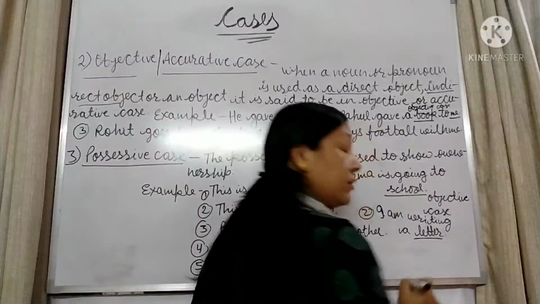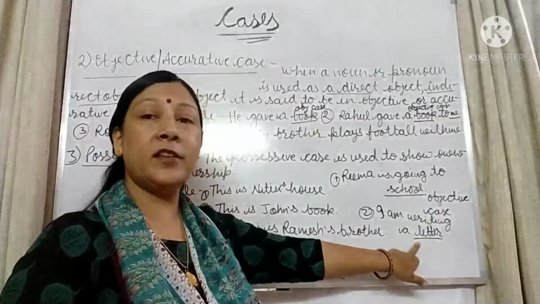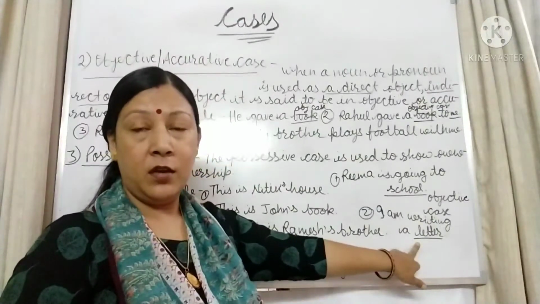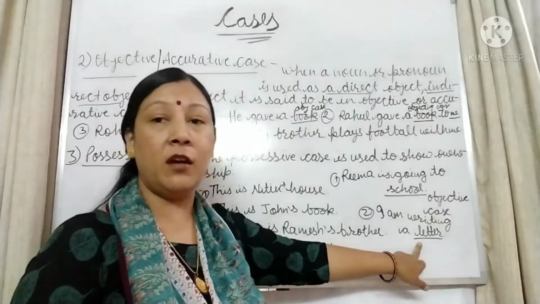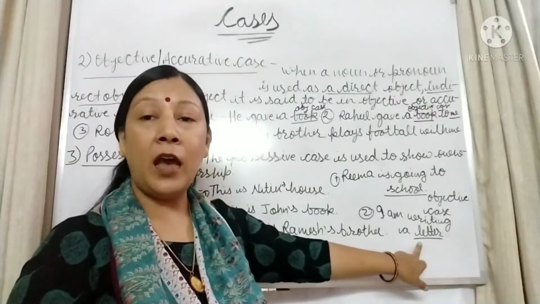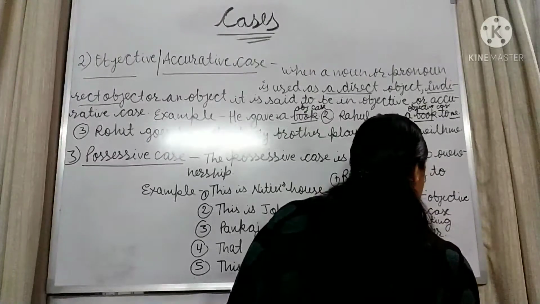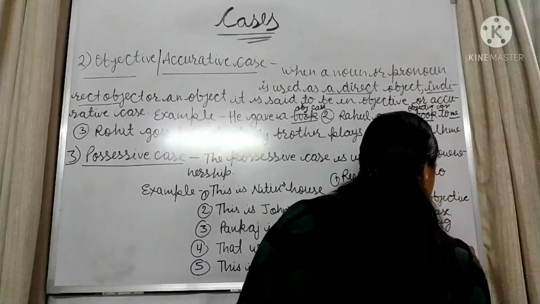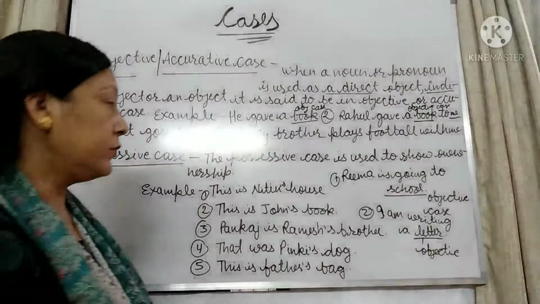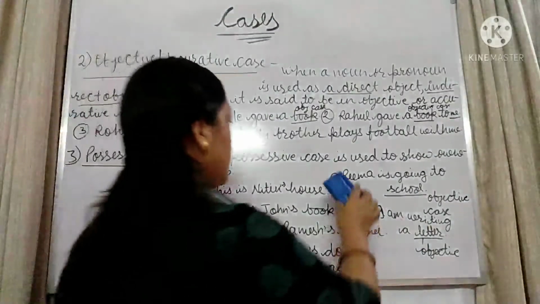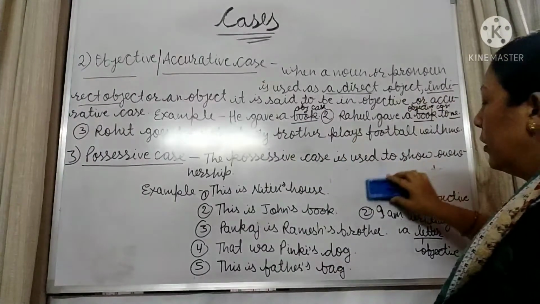Letter is what? Noun. In this sentence you can say letter is object here. It is the position of the letter is object here. So this is an objective case. This is what? Objective case. Okay? Clear? So this is it. Now next, third one is possessive case.